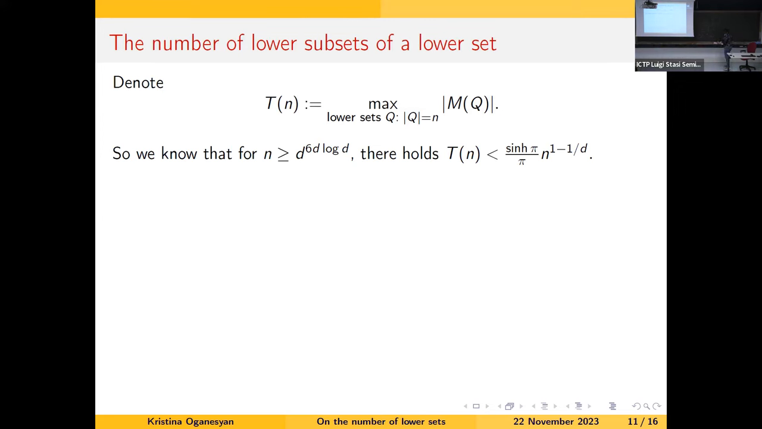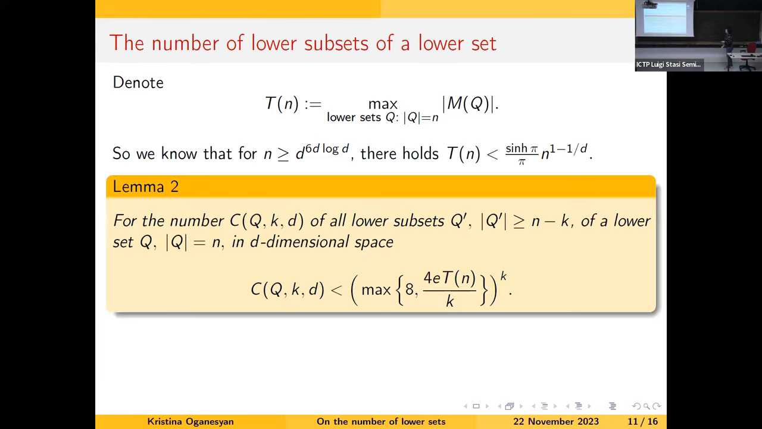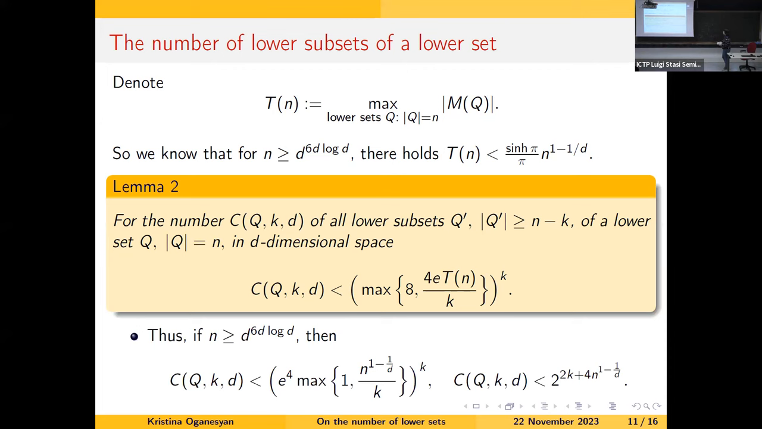And then what can we do? We can estimate the number of lower subsets of a set. So if we know the number of cubes we will take away from this set, the original set was of cardinality n, and then we take away at most k cubes. And the question is, how many lower subsets can we get? So this is an estimate for this number, which depends on this T of n, which was the cardinality of the available subset. Then we plug in these estimates and we get something like this.